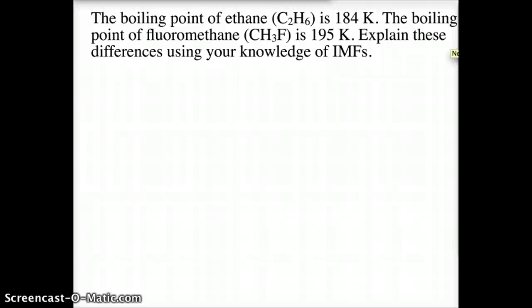Well, here's an example. The boiling point of ethane, C2H6, is 184 Kelvin. The boiling point of fluoromethane, CH3F, is 195 Kelvin. Explain these differences. Whenever we're doing this, with intermolecular forces, we want to know the structure. So, the Lewis structure for C2H6 would look like so.